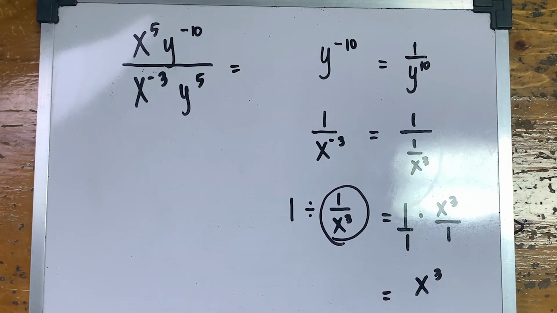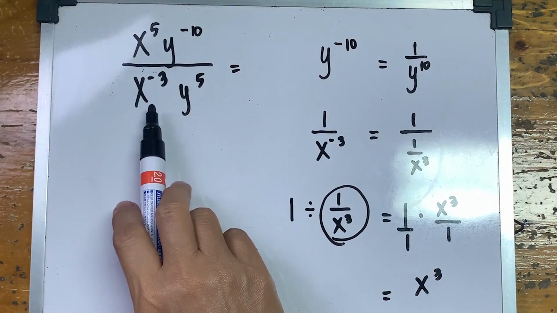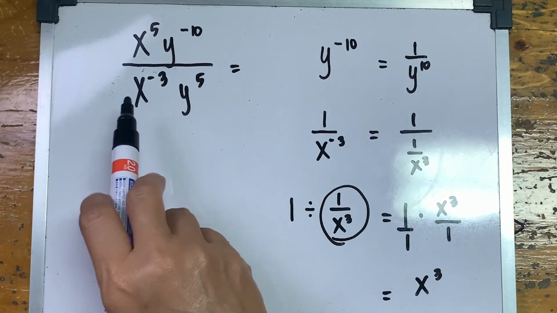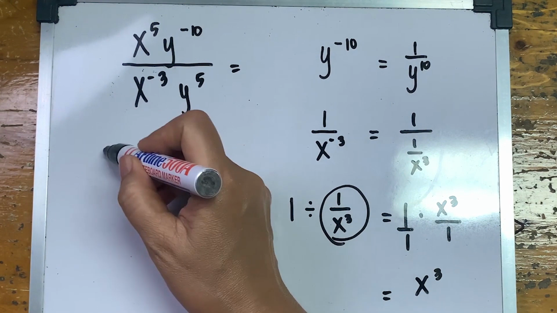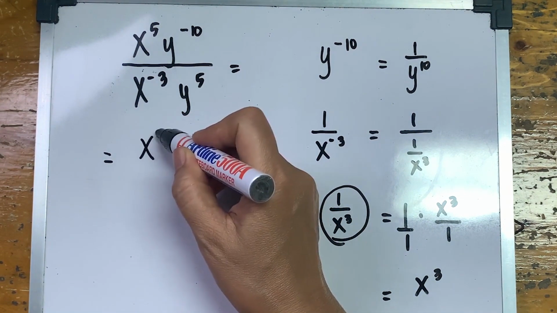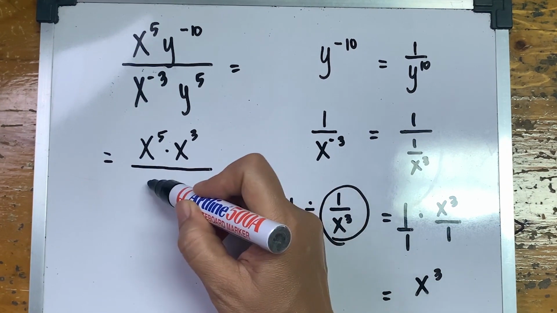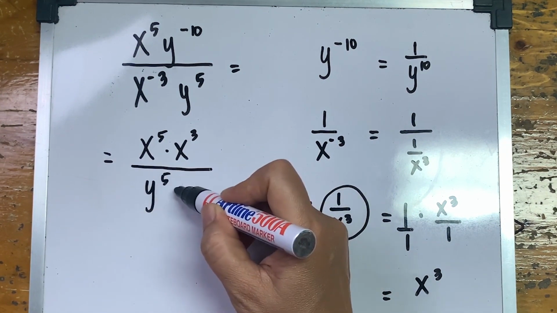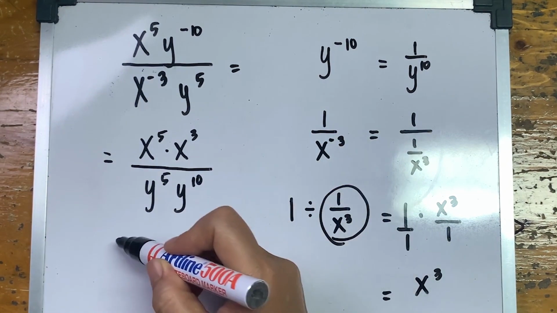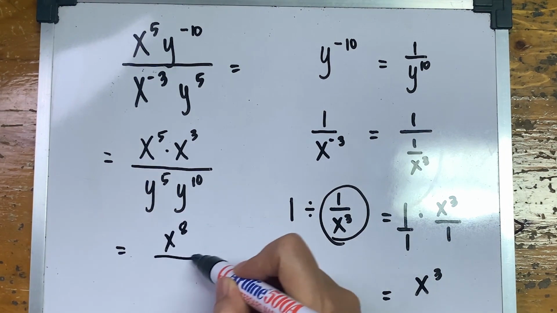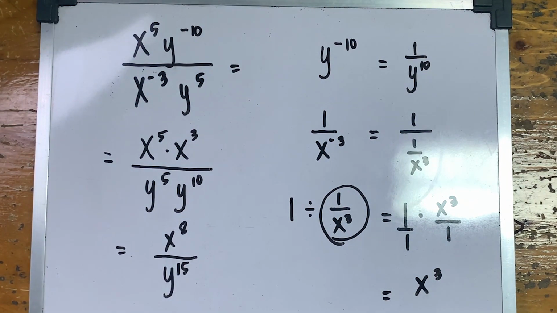Every time you're working with variables with negative exponents, whether in the numerator or in the denominator, if it's in the numerator, you have to bring it down. If it's in the denominator, you have to bring it up. So in this example, we have x to the 5th power times x cubed all over y to the 5th power times y to the 10th. And since these two have the same base, we have x to the 8th over y to the 15th. That's an easy way how to deal with negative exponents.